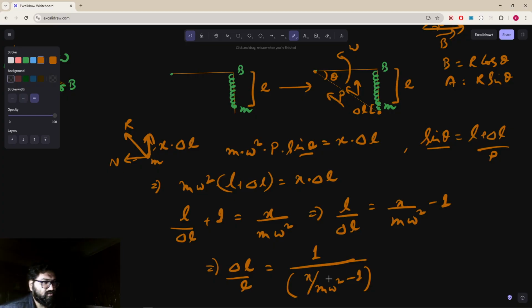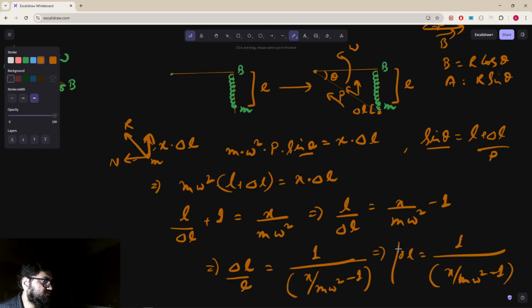In the question I have been asked to find delta L, but in reality they should have asked delta L by L, because it depends upon the initial length of the spring as well, because theta depended upon that. I think that is one small mistake in Irodov. But if I consider L to be unity, I would get delta L as 1 divided by x by m omega square minus 1. So this is what my answer is going to be.